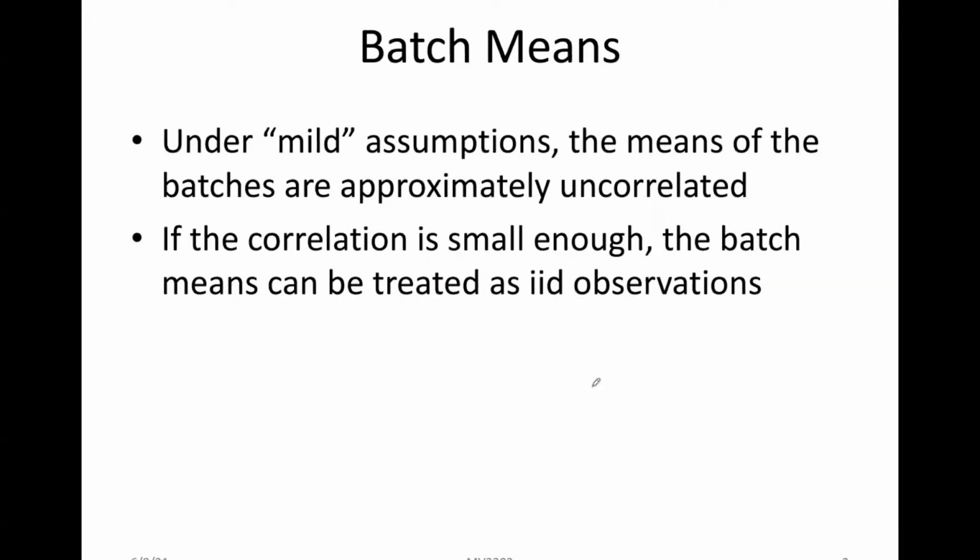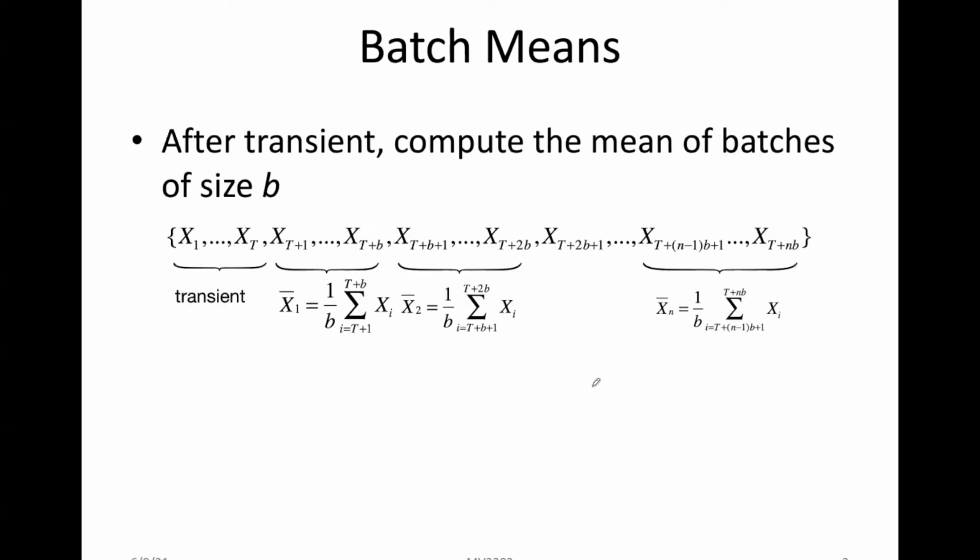Under mild assumptions, meaning we have to make certain assumptions about the structure of the correlation, there's a bunch of math involved that I'm not going to bore you with. But once the correlation between the batches is small enough, then we can treat these batch means as if they were IID, and thereby get an estimate of the variance and create our confidence interval. Again, why do this? Because we're not wasting all the stuff we're throwing away.